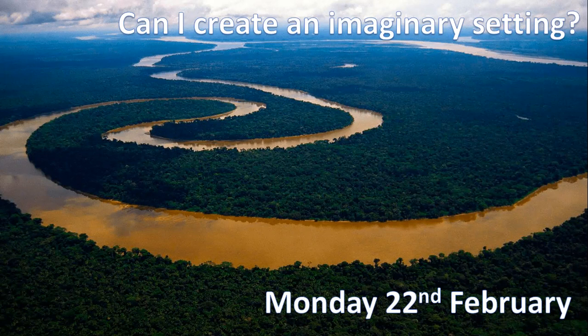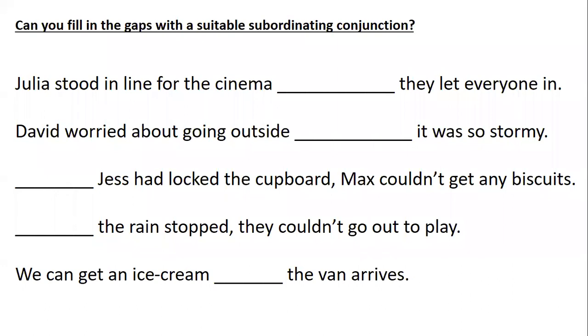Very quickly though, first a quick grammar task. Can you fill in the gaps with a suitable subordinating conjunction? So we've got 5 sentences there, and I just want you to think of a suitable subordinating conjunction to go in those gaps so that the sentence makes sense. If you've forgotten, subordinating conjunctions are words that create complex sentences. So for example, things like because, although, even though, until, when, unless, whilst, any words like those. So I would think which words you could put in there that would make complex sentences.